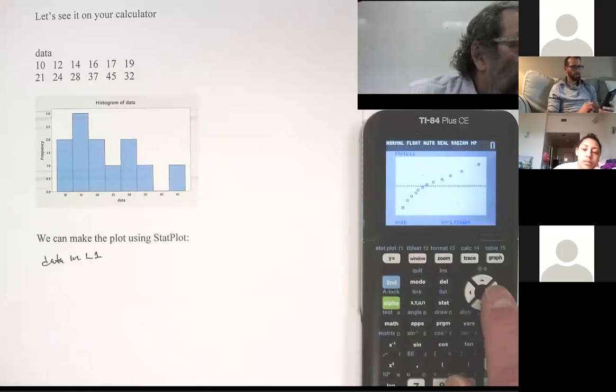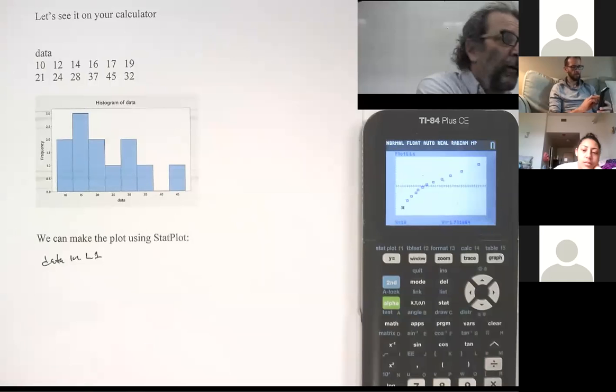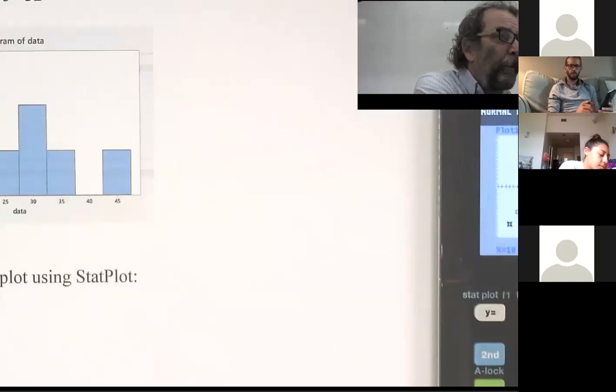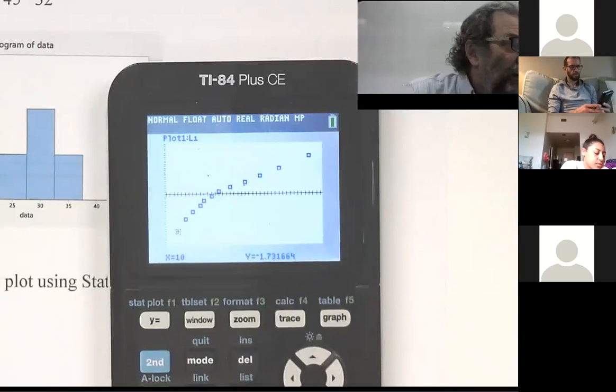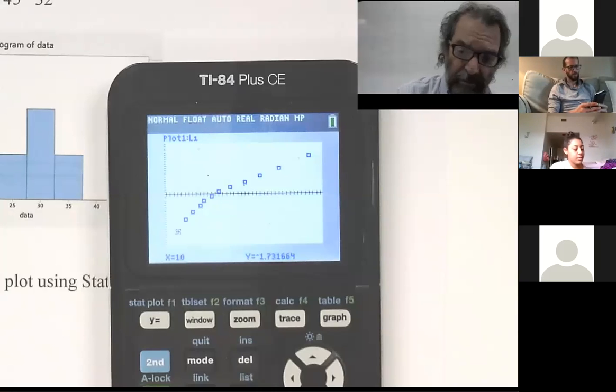So 10, I can't really read that. Maybe I should zoom in a bit harder. Let's see what it says. Come over here. Yeah, for 10, the y value is negative 1.73.